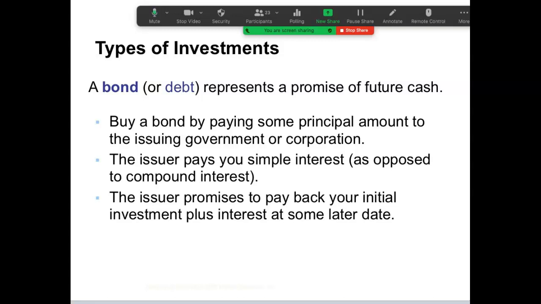If you're going to give the government money to borrow, you're gonna purchase a bond from them. You give them cash, they give you a promise to pay you back. The interest rates that they'll pay you back are very low as well.